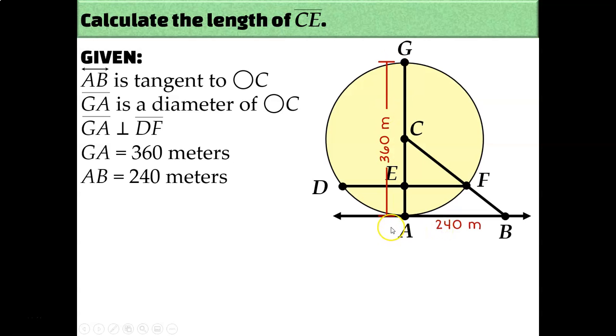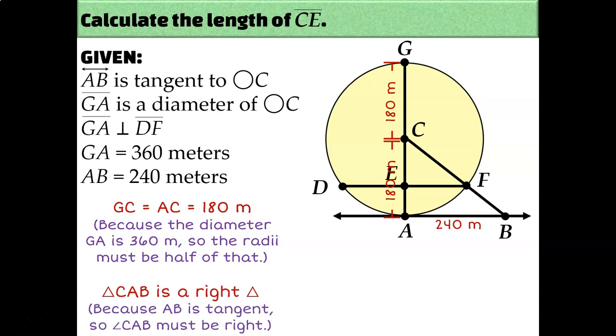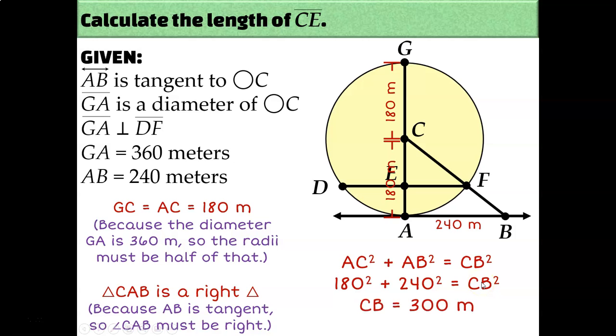Well, if the length of the diameter is 360 meters, then the length of each radius would have to be half of that. So GC would have to be 180 meters, and AC would also have to be 180 meters. And since CAB is a right triangle, since AB is tangent at point A, it must have formed a right triangle, we can figure out the length of CB. Leg squared plus leg squared equals hypotenuse squared, or 180 squared plus 240 squared equals CB squared. So solve that out and we find out that CB must be 300 meters long.